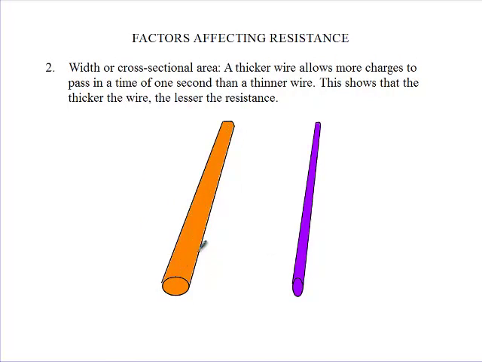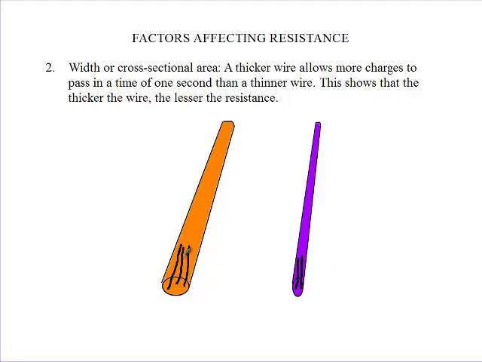The second one is the thickness of the substance, or cross-sectional area. Now, if you have a thicker wire, more charges can move at the same time. So here, if we have, say, 3 streams of charges in the thicker wire, in the thinner wire we could have only 2 streams of charges.